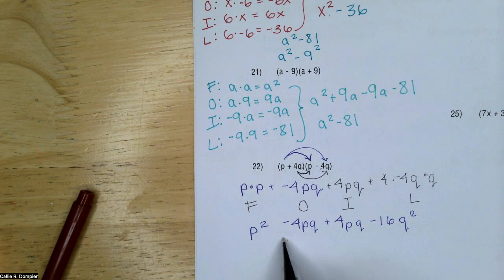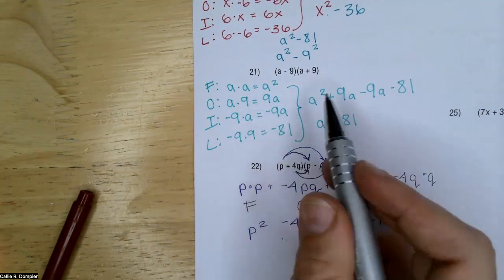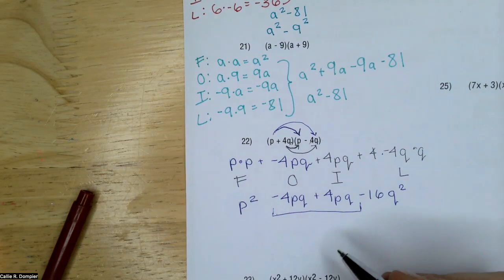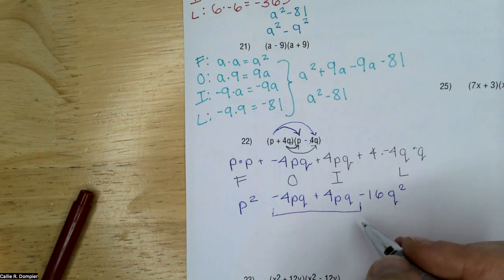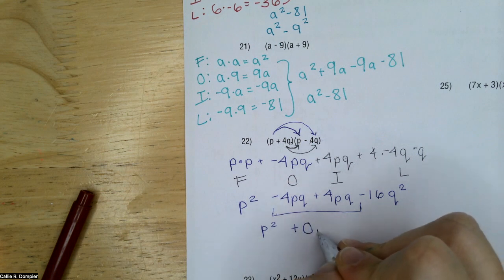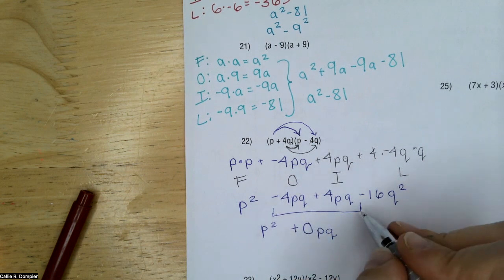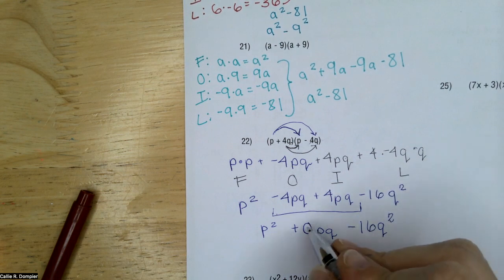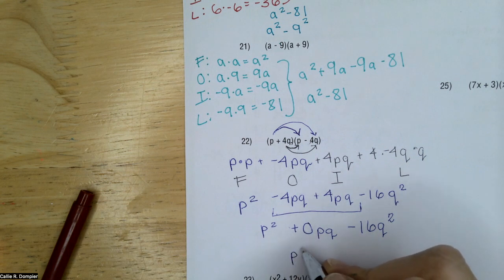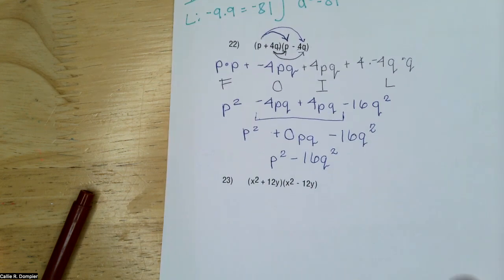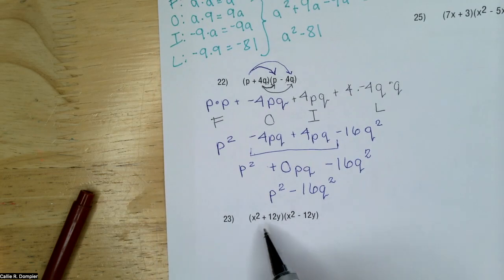Now, it looks like we have like terms, just like the 9a and the negative 9a were like terms up here. Negative 4pq and positive 4pq are like terms. Negative 4 and positive 4 just leave us with 0pq, so it would be p squared plus or minus 0pq. It doesn't matter if you add or subtract the negative. Minus 16q squared. 0pq is the same as 0 because there are none of them. So it's p squared minus 16q squared. Looking similar, right? We have a positive and a negative.